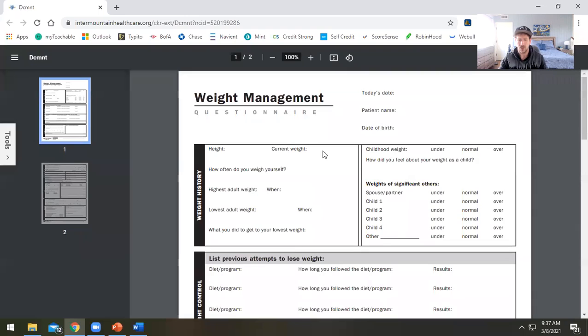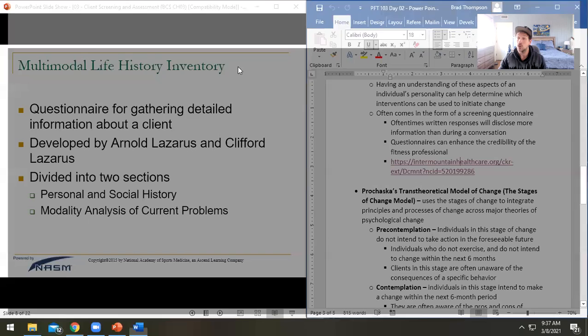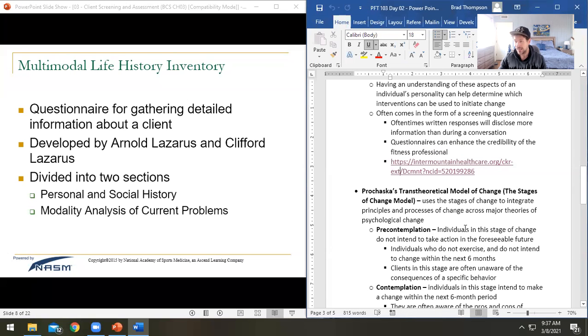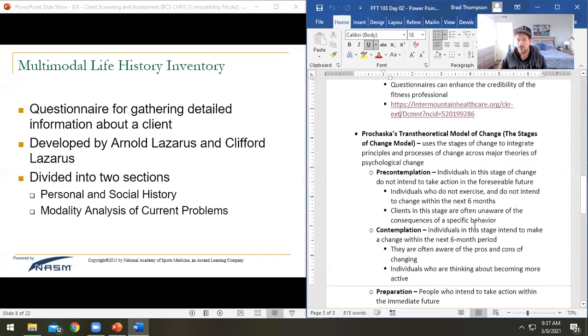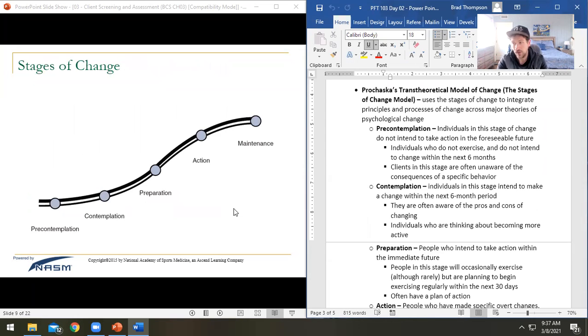You don't have to follow any version of this. But this version here is two pages, mostly related to food, diet and exercise. So it's definitely a much more filtered down version. Now, once we figure out a little bit about what our clients' behaviors are, we can look at the stages of change model to understand whether they are ready for change.